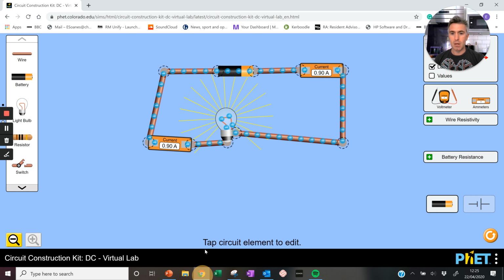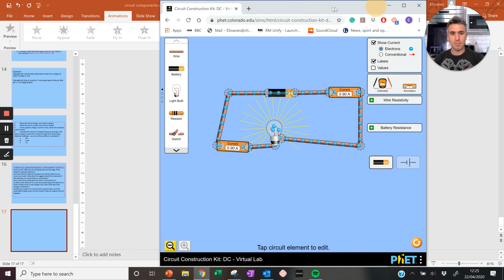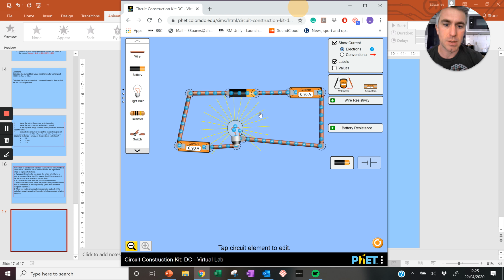There's one more thing that I think I forgot to add. I'm going to go back to the little animation, and here we go. My face is in the way, that's a problem. I hate it when my face gets in the way. So here we go. Let's look. Here we have the electrons traveling around the circuit. We can see that. This is classed as the electron flow.